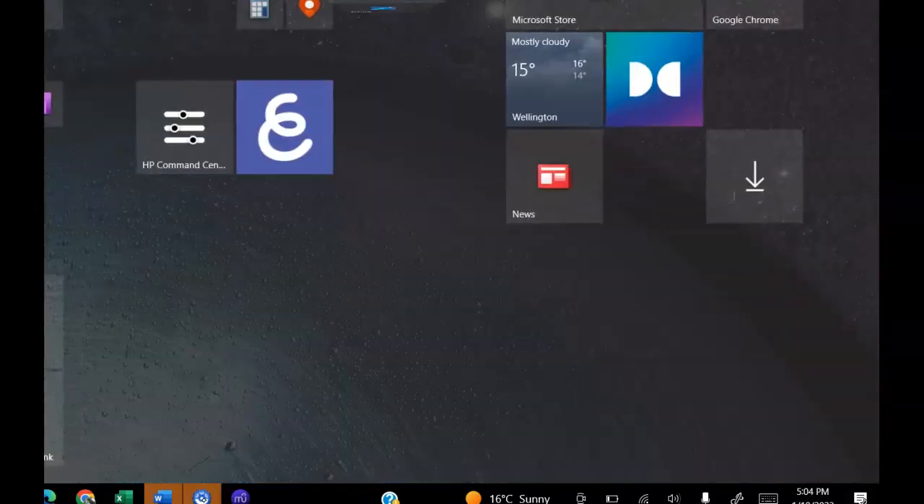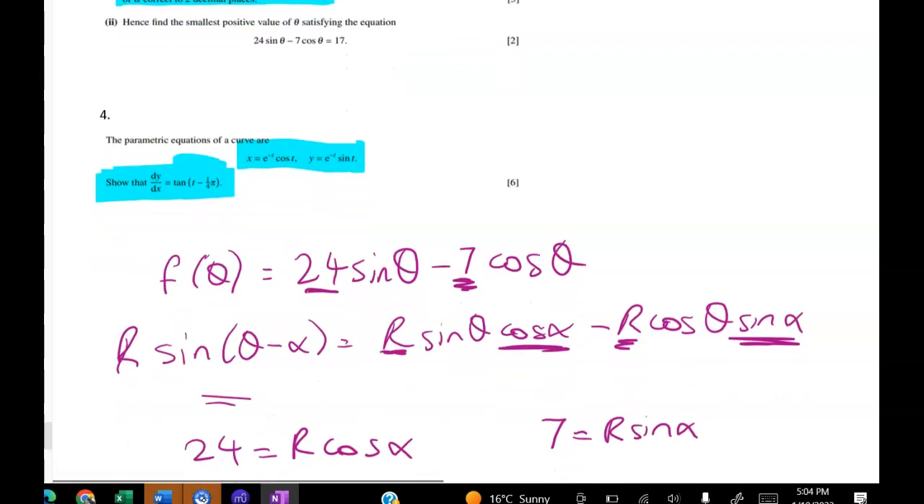Okay. Sorry guys, the OneNote's just crashed. Hopefully it's coming back up now. I don't know why it does that, but it did.